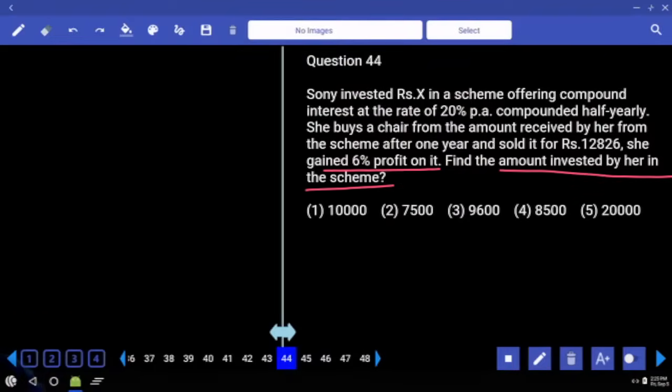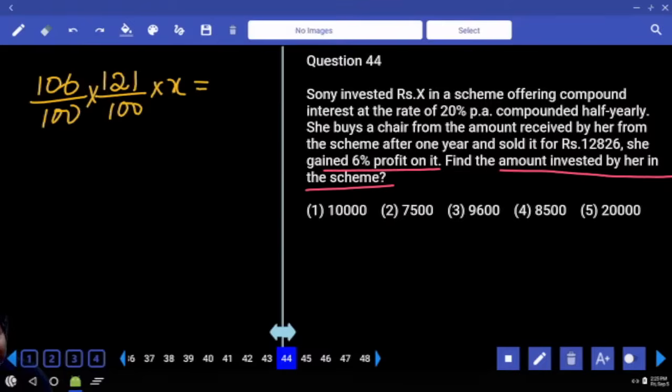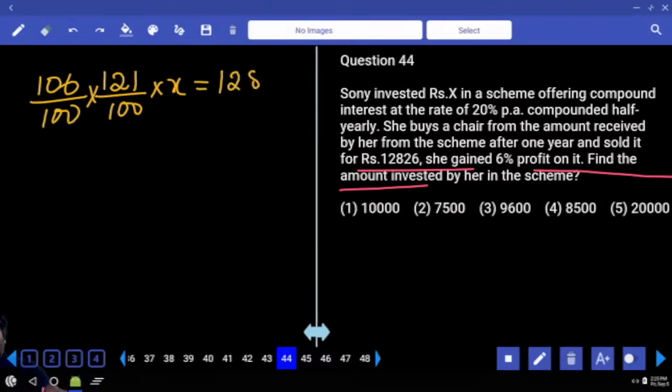How much did we invest? 100%. How much did it give us? 121%. I will write it like this. X was the initial number. 121% we received. She bought a chair, sold it at a profit of 6%. Then at what price is she selling? 106%. I will write 106 by 100 of this number. This is the selling price of the chair, which is 12,826. Correct?